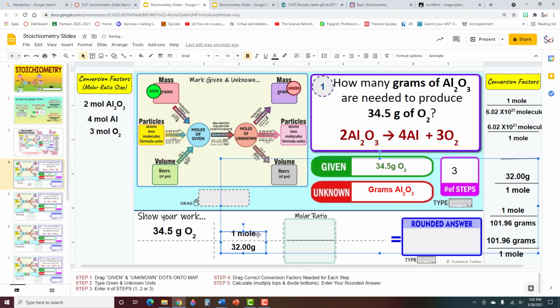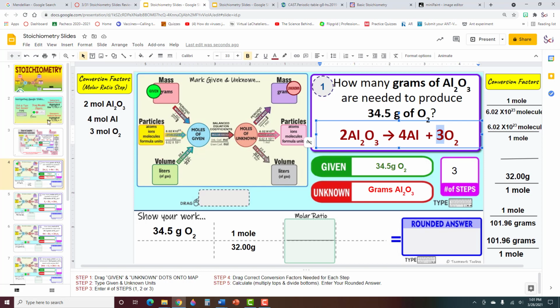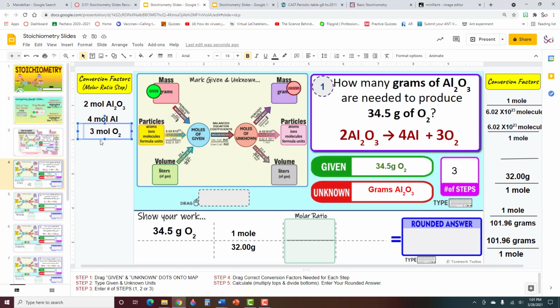This is moles of O2 on the top. And so moles of O2 is going to go on the bottom. And then I look at the equation for that. And so that's going to be 3 moles of O2 here in the middle, so that's going to go on the bottom. And then the top is going to be the compound I wanted to convert into, which is Al2O3. And there's a 2 in front of that, so it's going to be 2 moles of Al2O3.